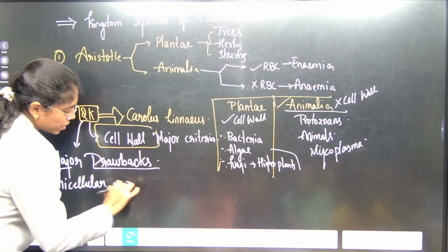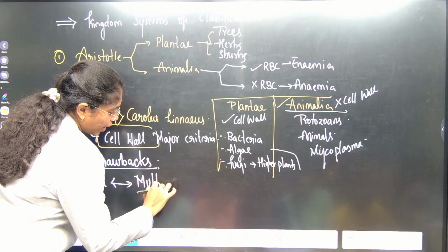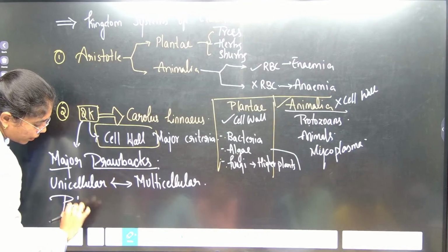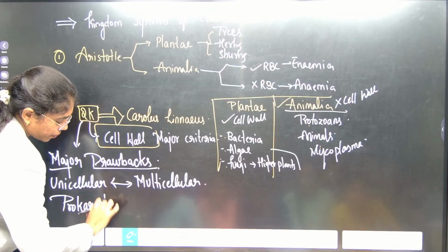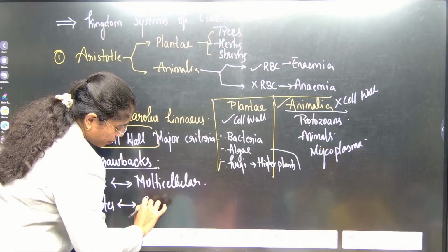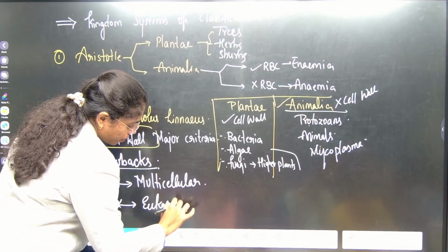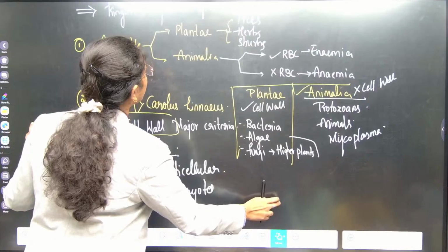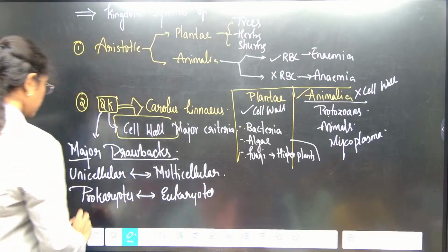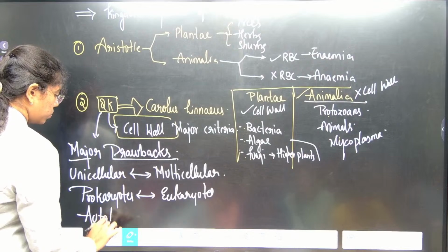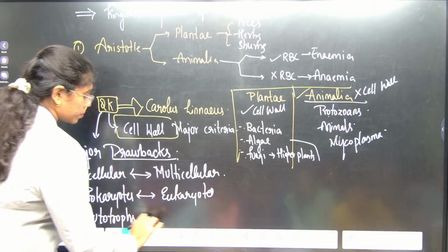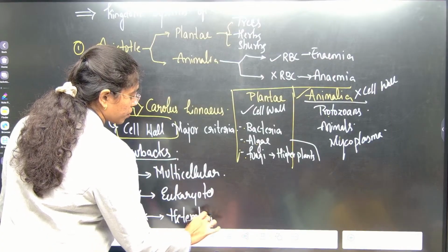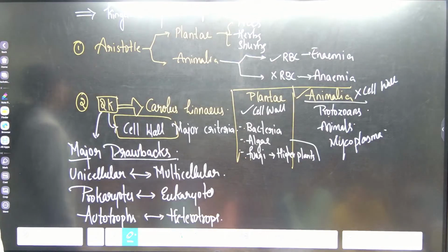Unicellular organisms placed along with multicellular organisms, prokaryotes placed along with eukaryotes, autotrophs placed along with heterotrophs. Done.